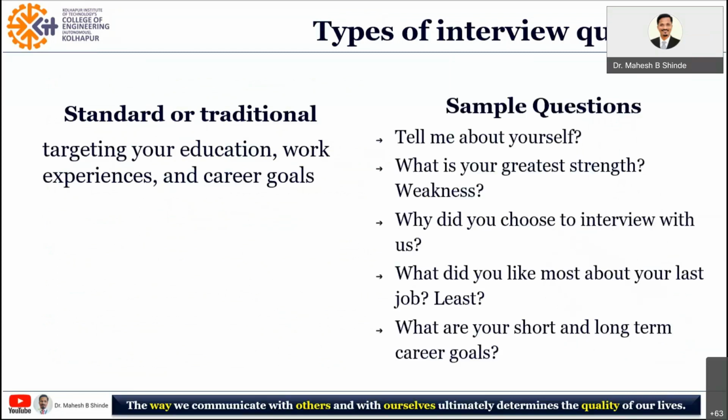Questions like: Tell me about yourself. What is your greatest strength? What is your greatest weakness? Why did you choose to interview with us? What did you like most about your last job, or least about your last job? What are your short-term and long-term career goals? Now, how to answer those? Of course, in the practical session we are going to see that, and then we are going to conduct mocks.